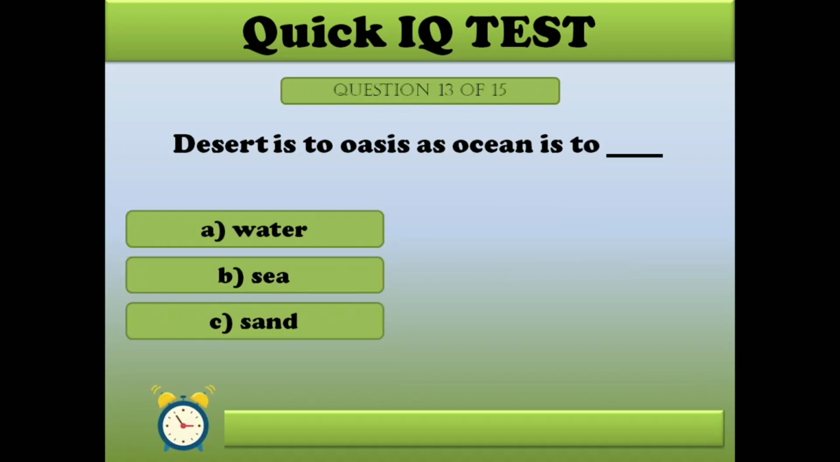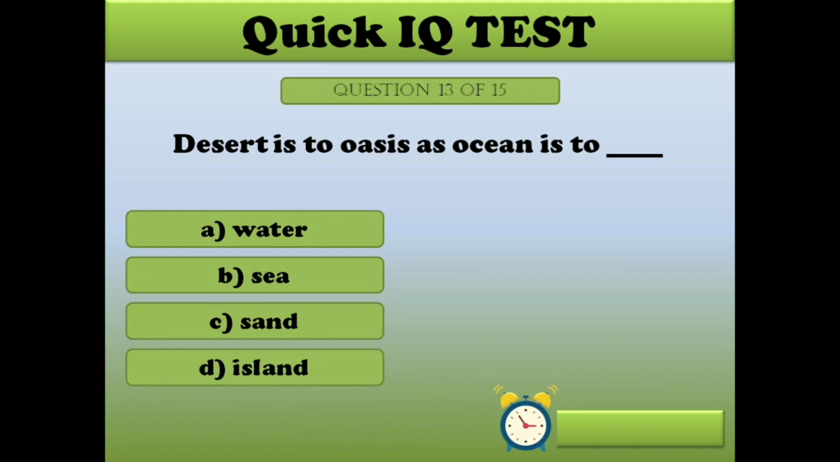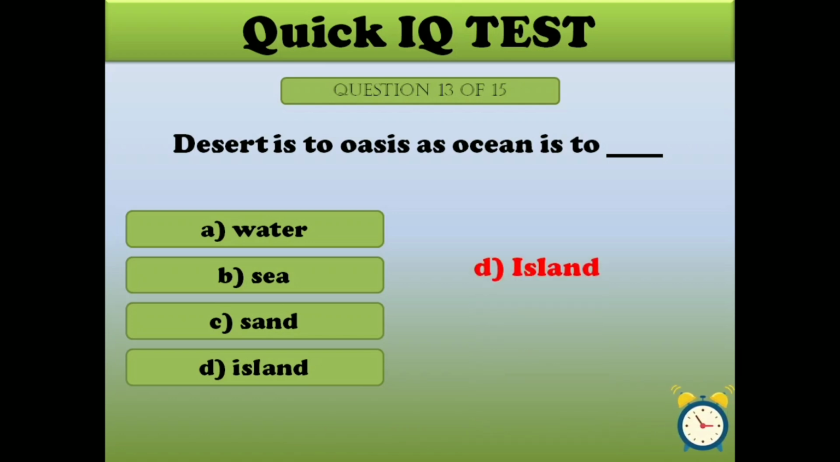Desert is to oasis as ocean is to? Think. It's D, island, as oasis is the part of desert and island is part of ocean.